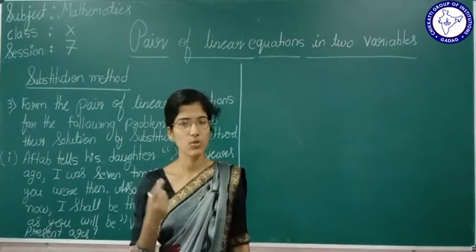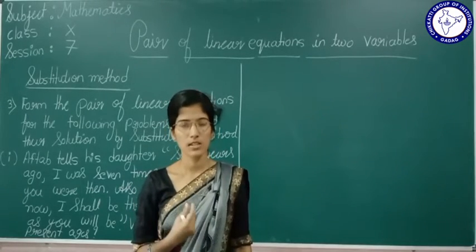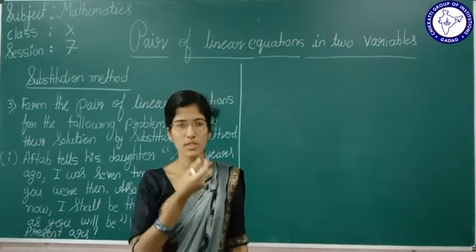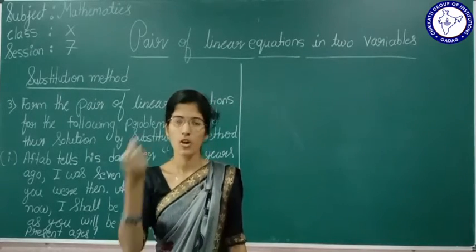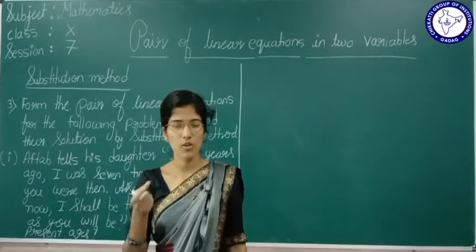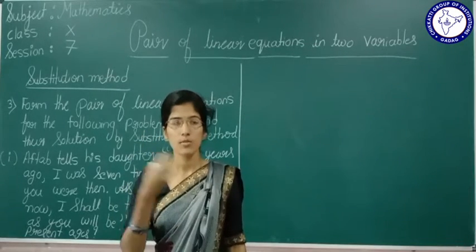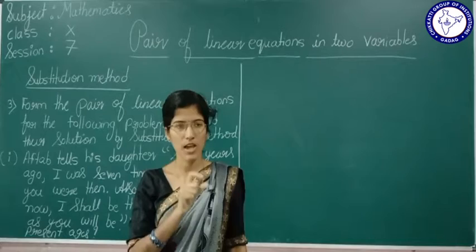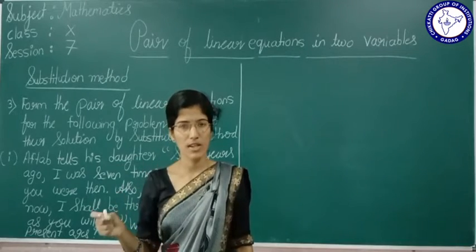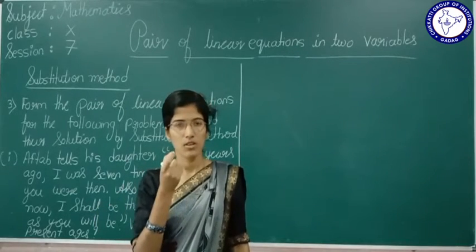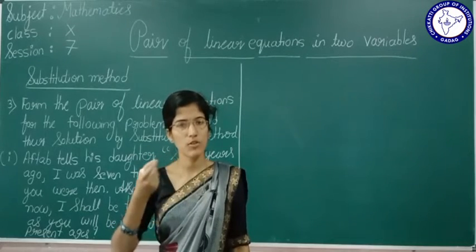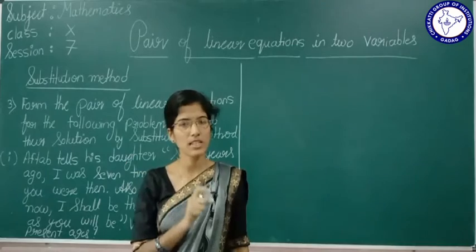Suppose we are given two linear equations in x and y. Step one is to express x in terms of y or y in terms of x, according to our convenience. Suppose I express y in terms of x in one of the equations. Afterwards, whatever we express, y in terms of x, we substitute in the other equation.